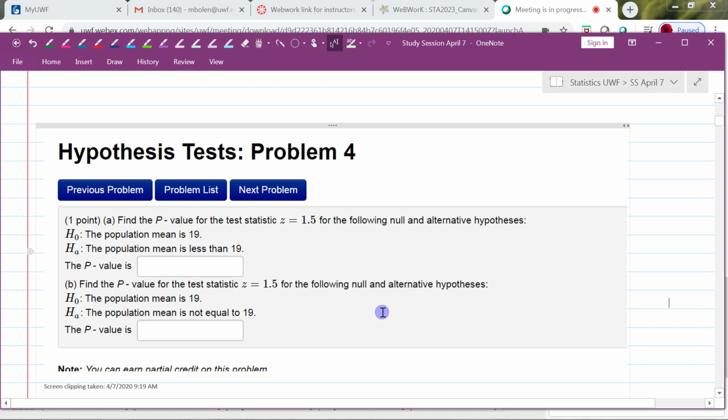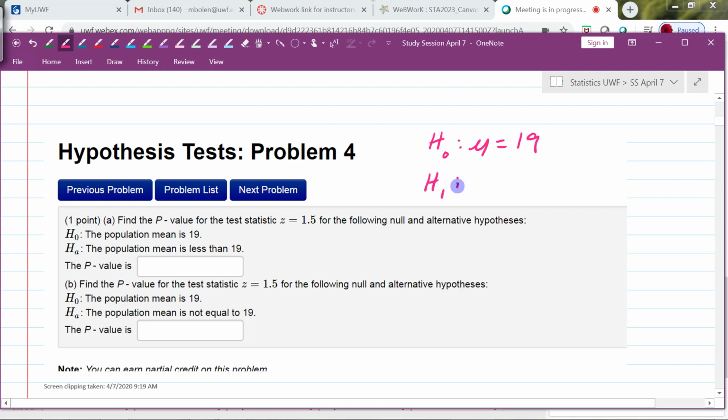So here we go. The first one here says, ooh, I almost grabbed a real pen instead of my stylus. That would have been bad. Okay, so it says find the p-value for the test statistic z equals 1.5 for the following null and alternative hypothesis. So our null hypothesis is the population mean is 19. So that would be written as H naught: mu is equal to 19. The next one says our alternative, they put HA, I'm going to put H1. The population mean is less than 19. So mu is less than 19.